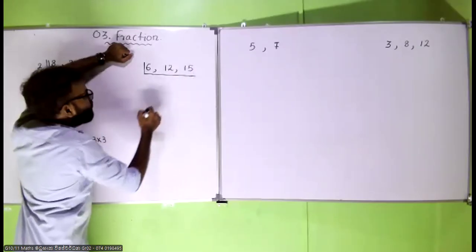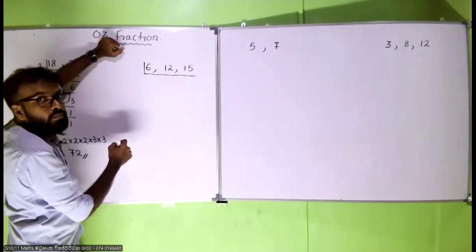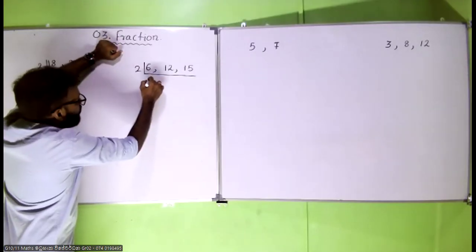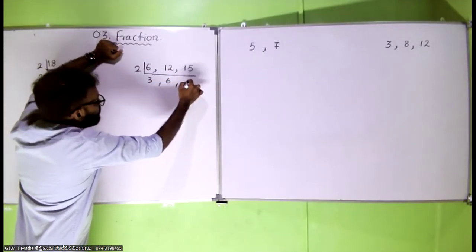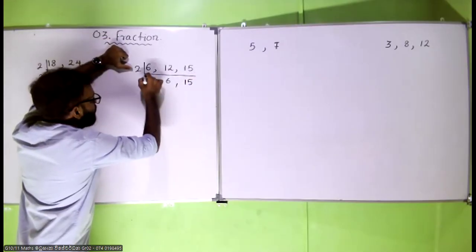Okay, so when it comes to the LCM, can I use 2 to divide these numbers? Yes, because 6 and 12 can be divided by 2. 2 times 3 is 6, 2 times 6 is 12. 15 cannot be divided by 2, so I will keep that as it is, 15.